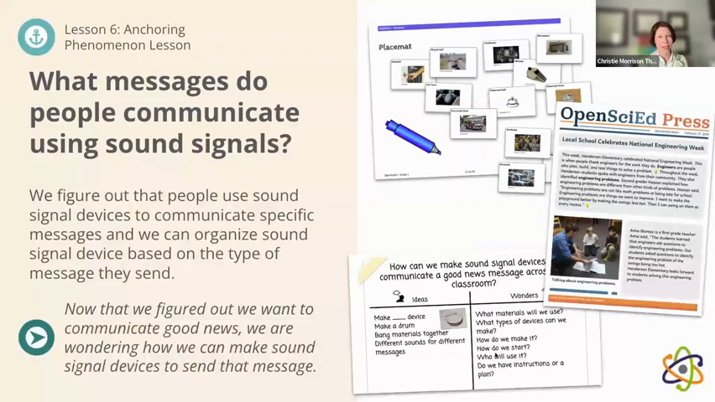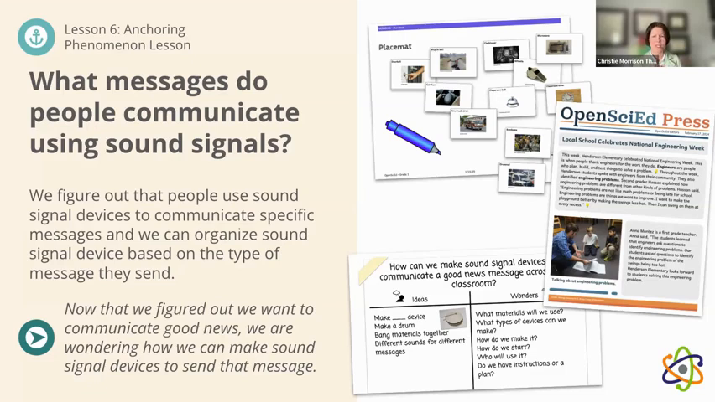So in Lesson 6, our re-anchor lesson, we return to our examples chart, which we just used in Lesson 5, to consider the messages that each sound signal is being used to communicate. We begin to use the word device to describe objects that are made for specific purposes, and we work in pairs to organize different sound signal devices based on the type of message they sent. We identify some different categories, including time messages, pay attention messages, and good news messages, and discuss them in the context of our own classroom.